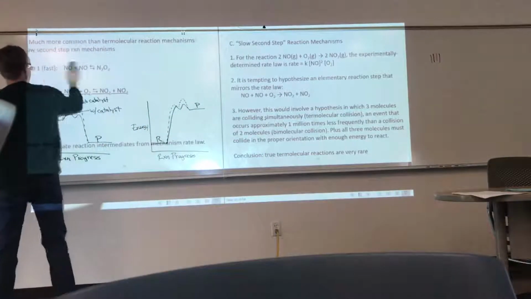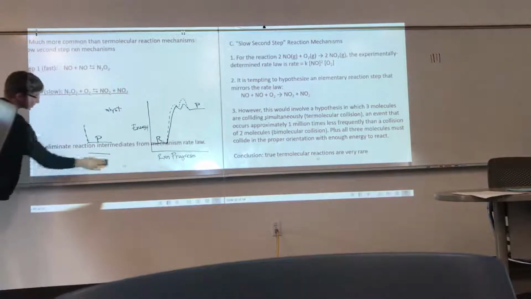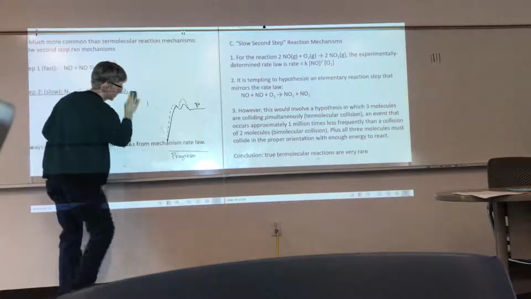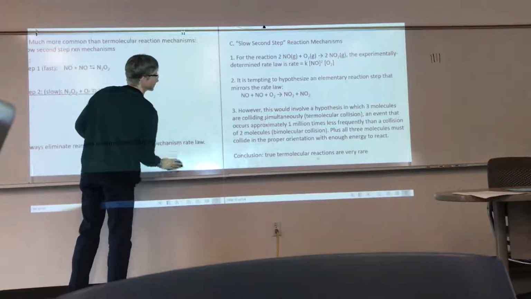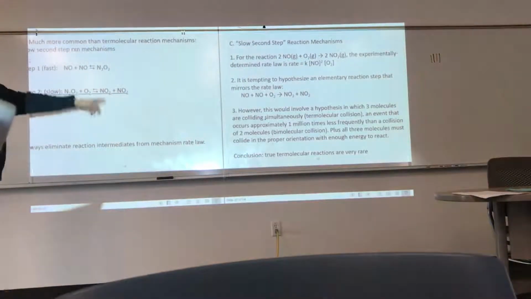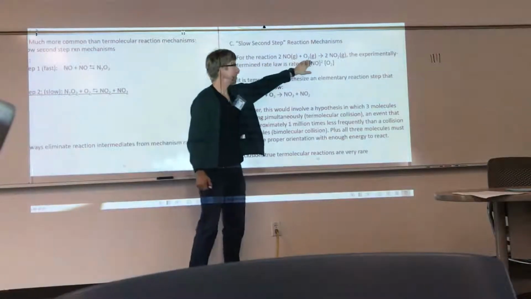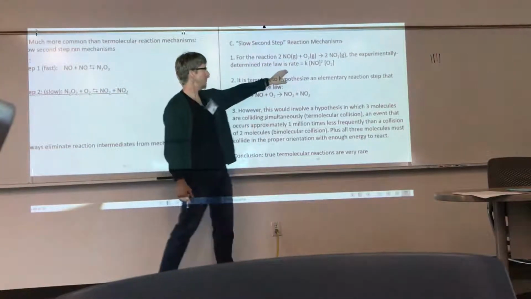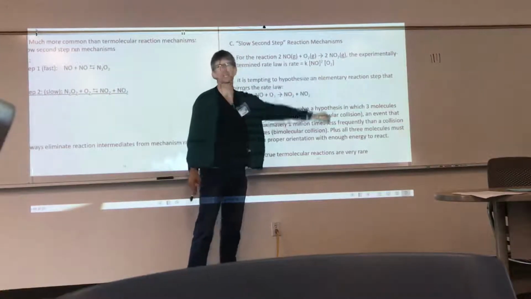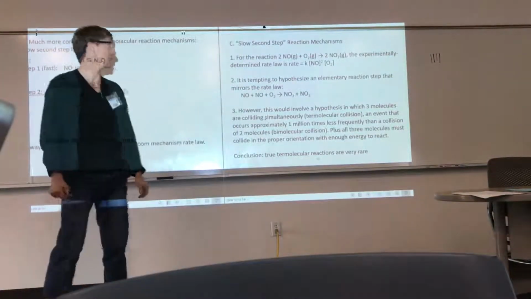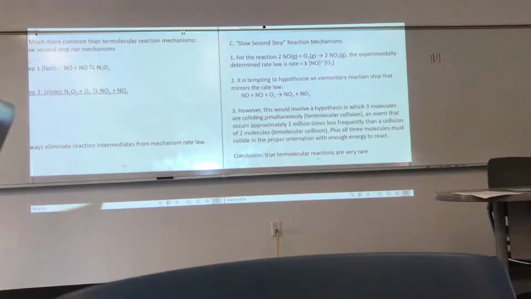And now let's talk about slow second step reaction mechanisms. For the reaction given here, the experimentally determined rate law is rate equals k times the concentration of nitrogen monoxide squared times the concentration of oxygen.